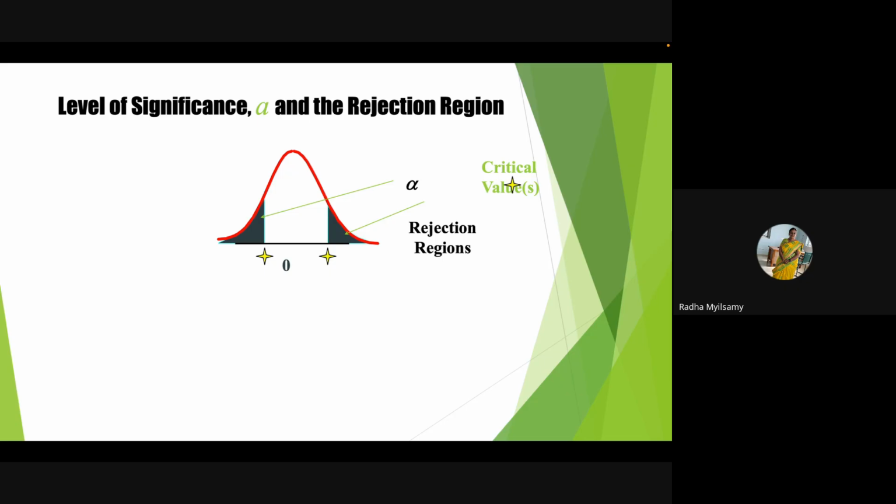If we divide alpha into two equal parts and put them on the two sides, it is called a two-sided test. This bell-shaped curve is an example of a two-sided test. Here each is 0.025; both dotted areas together are 0.05, divided into 0.025 and 0.025. The white portion of the bell-shaped curve is our acceptance region, or confidence region. The black dotted portions are called the critical region, or alpha.